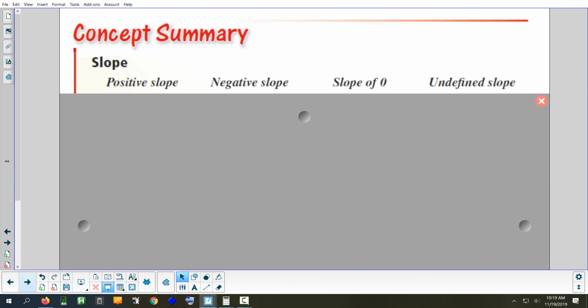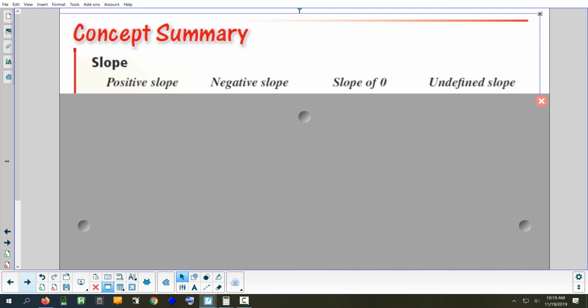All right, so on your guided notes, last thing before we do an example, you guys have 4 graphs at the bottom. I'm going to show you the 4 different kinds of slope. We're going to draw an example of each one. You don't have to draw the exact picture that I have. Just draw something close.